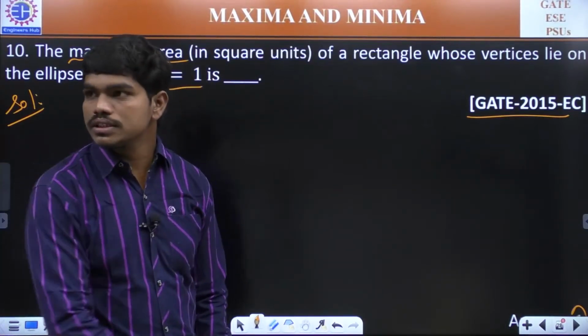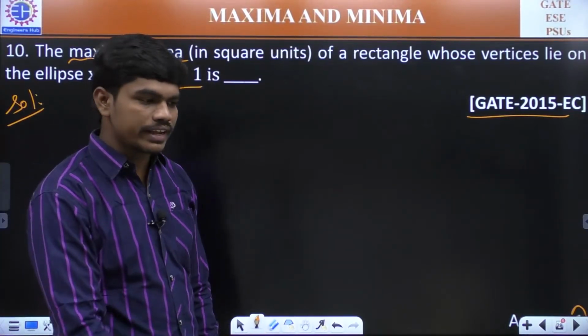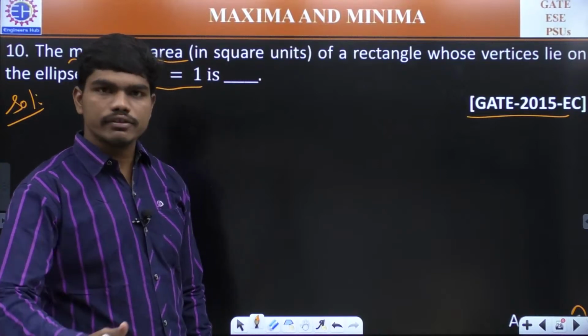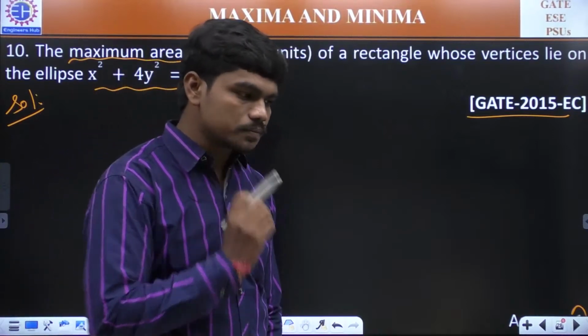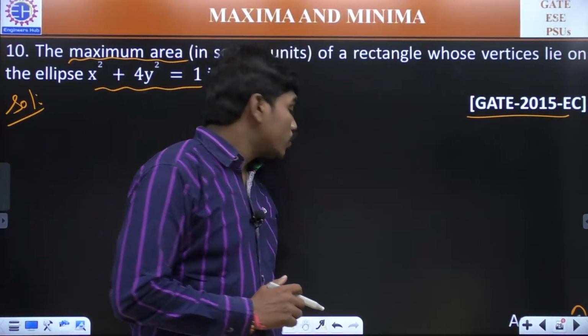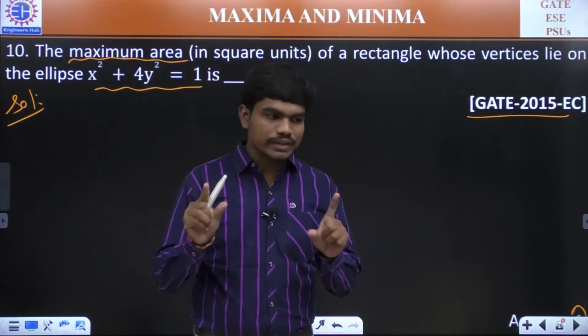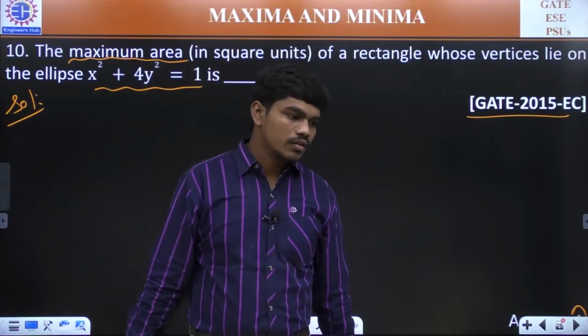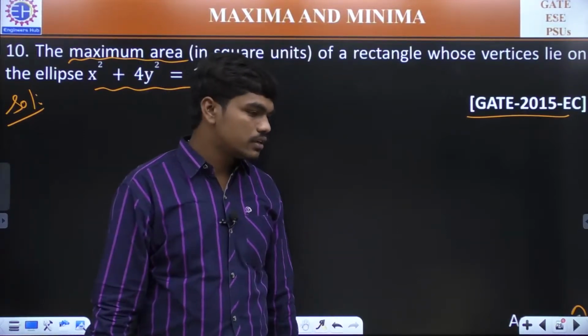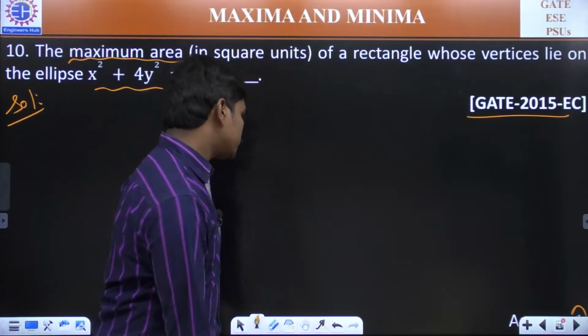Okay, so shall we solve this? Because you're taking a bit of time, or else I'll give you some more time, one more minute. Please try this and tell me the answer. What's the maximum area in square units of a rectangle whose vertices lie on the ellipse? 1/4, Dilavar? Okay, let me check.